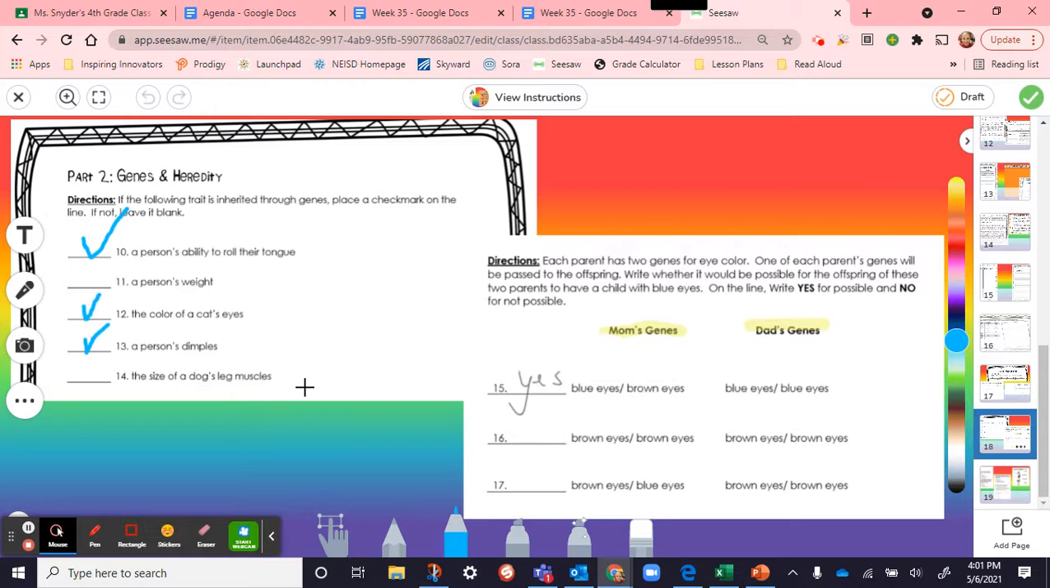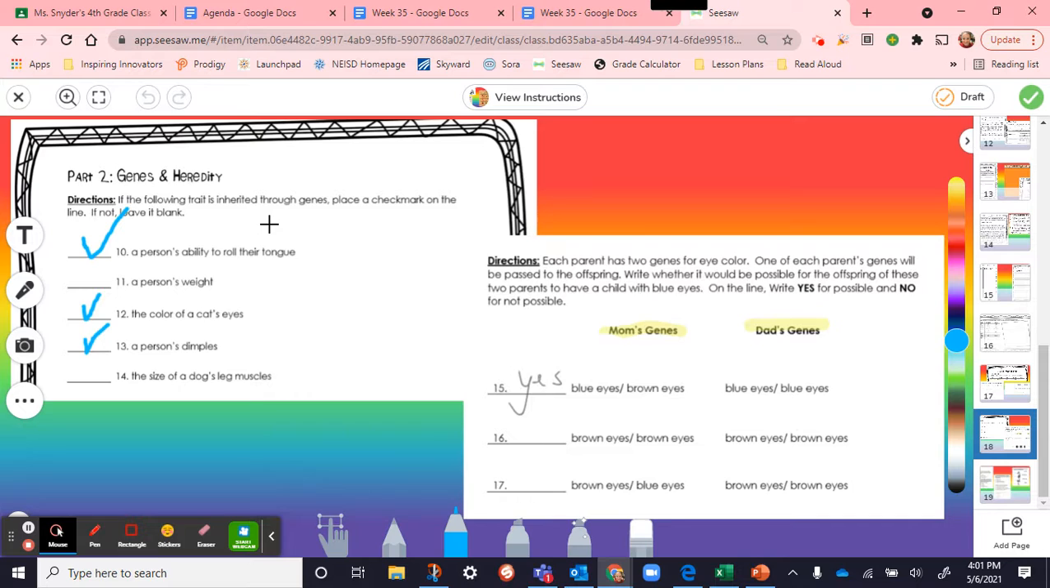And then we talked about these. So if the following trait is inherited through genes, place a check mark on the line. So a person's ability to roll their tongue is an inherited trait. So we went ahead and checked that off. Color of a cat's eyes, a person's dimples. So those things are passed on.